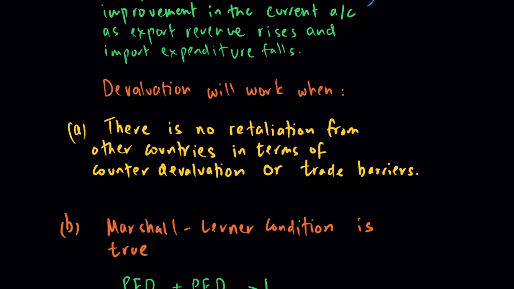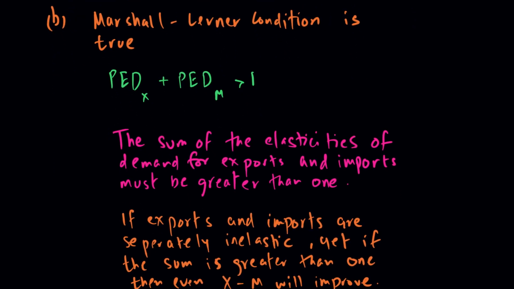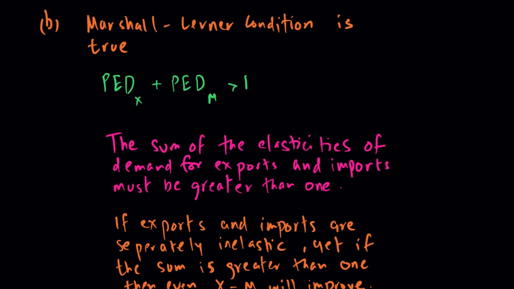The second condition is an important one. If devaluation has to be successful, we have to make sure that the Marshall-Lerner condition is true. What is the Marshall-Lerner condition? Well, it says that the PED of X plus the PED of M should be greater than 1, which means the sum of the elasticities of demand for exports and imports will be greater than 1. So what do we mean by this? What if I tell you PED of X is, for example, 0.4, and PED of M is, for example, 0.8. Now, separately you can see both of them are inelastic.